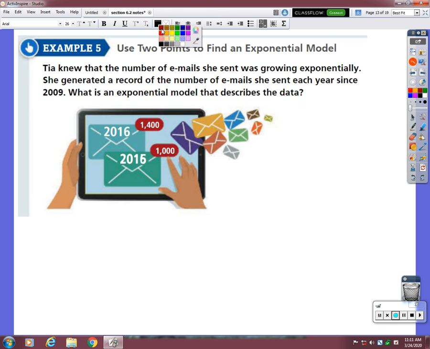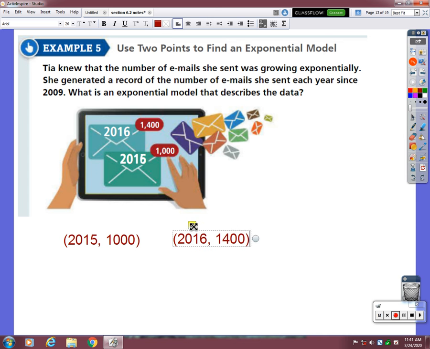Anyway, so she kept track of the number of emails that she sent, and she found out that in 2015, she sent 1,000 emails, and in 2016, she sent 1,400 emails.